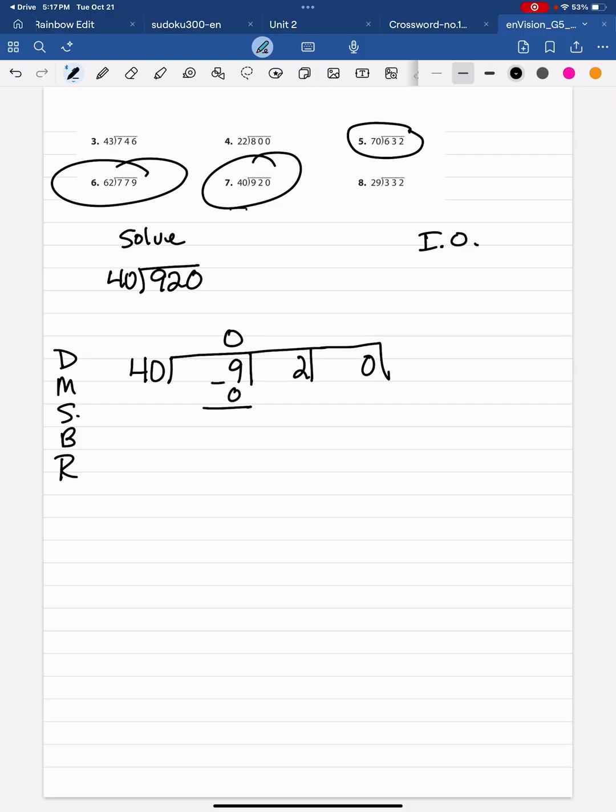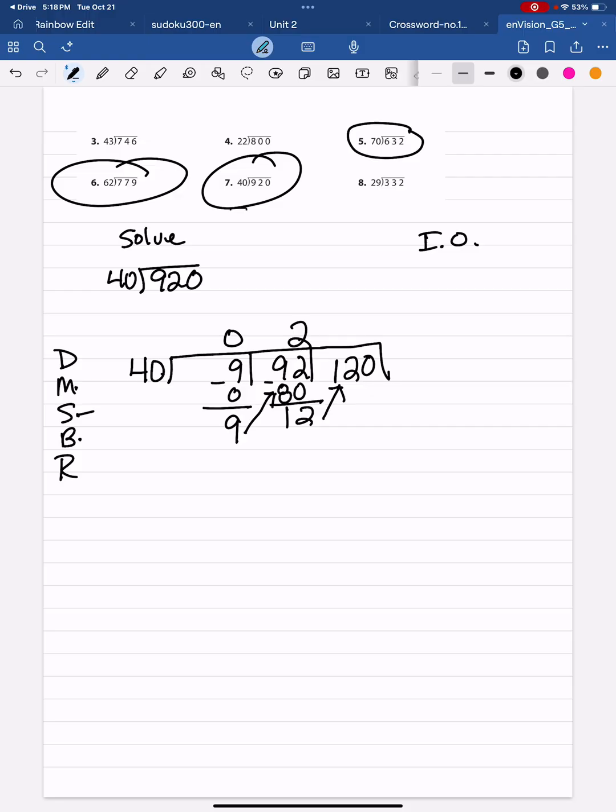Now we subtract. 9 minus 0 is 9. Now we bring up. We have 92. 40 will fit into 92 2 times. Now we multiply. 2 times 40 is 80. Now we subtract. You have 12. Now we bring up. 12 becomes 120.